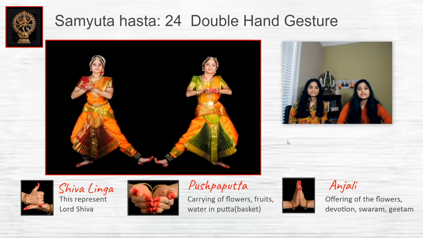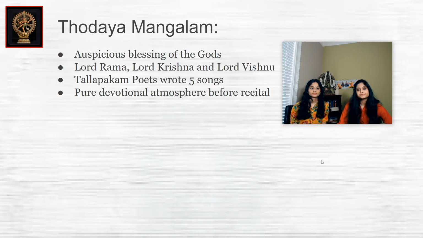And here you can see the Pushpa Puja, which represents the carrying of flowers, fruits, and water. And this goes on to show how different hastas can represent different things, because the Pushpa Puja can also represent more than just the carrying of flowers. It can represent the carrying of water and others.